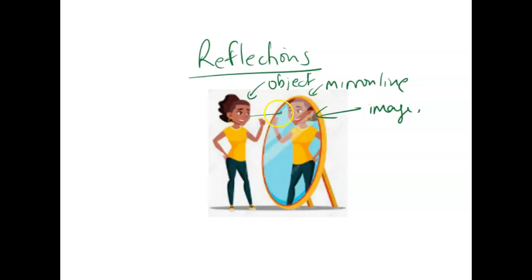right? But when we look at the mirror, the distance that we have between ourselves and the mirror line and the distance between that mirror line and the image that is created is usually the same. So this is the same concept that we're doing with math.